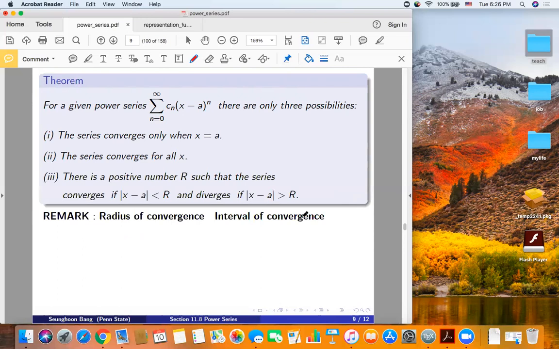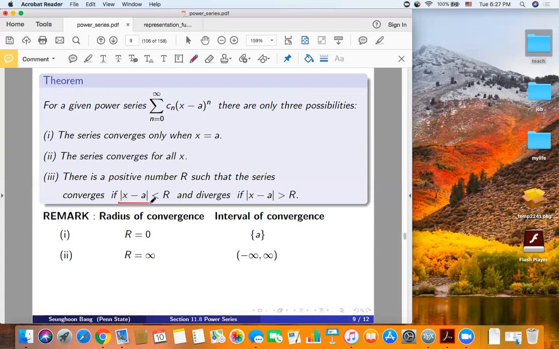So we have the names radius of convergence and interval of convergence. Case 1: the series converges only when x equals a. What's the radius of convergence? The radius of convergence is 0, only 0. The interval of convergence is the single point a. Second case: the series converges for all x. The radius of convergence is infinity, because the length of all real numbers is infinity, divided by 2 is still infinity. The interval of convergence is minus infinity to infinity.